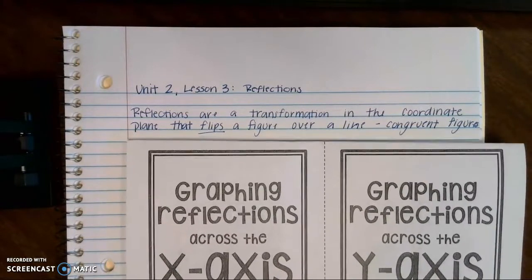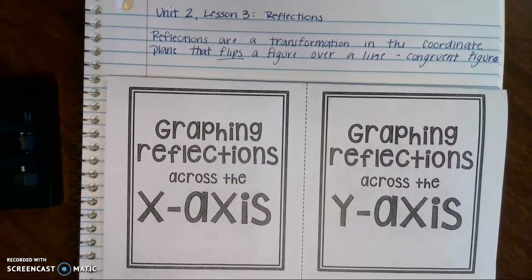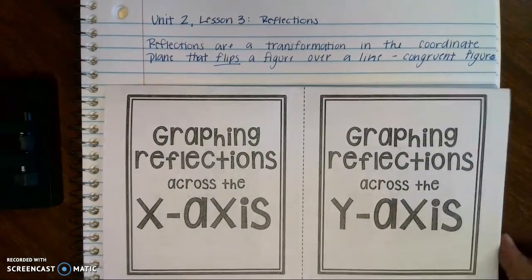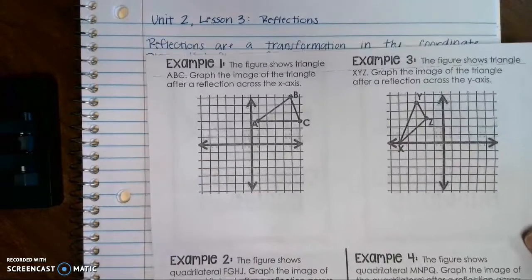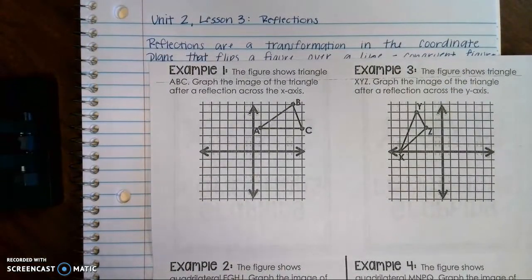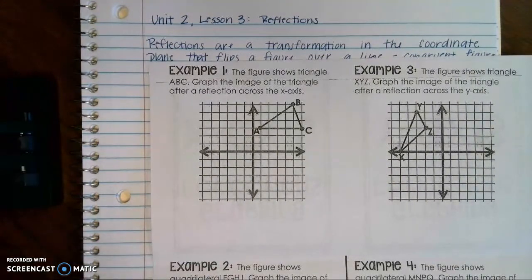You're going to need this foldable today. We're going to practice reflecting over the x-axis and the y-axis today. So we're going to complete this foldable together. Go ahead and open this. We're going to start with example 1. The figure shows triangle ABC. Graph the image after a reflection across the x-axis.